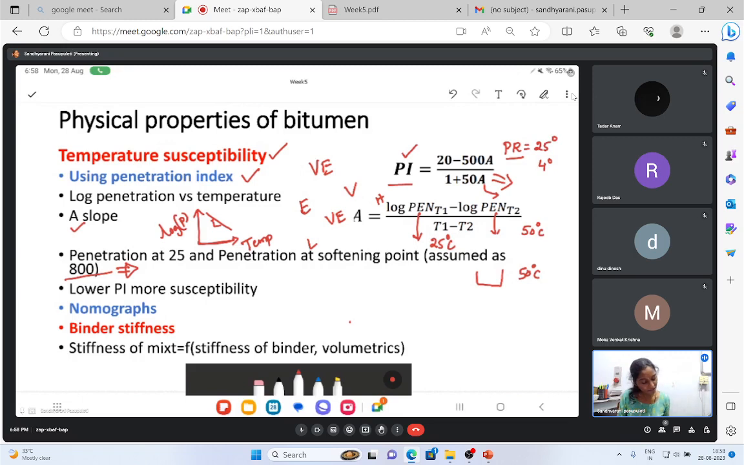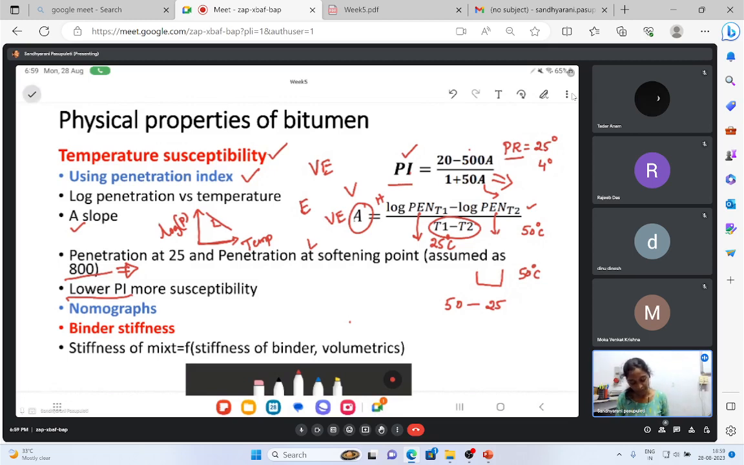Then you calculate the penetration at the corresponding softening point. Then T1 minus T2 is nothing but, let us say, the 50 degrees softening point minus 25 degrees, and the penetration differences. Using that you can calculate the A value, substitute the A value, and you will get the PI. If the penetration index is low, that means the bitumen is more susceptible. When I say more susceptible, it means if I change the temperature, properties are going to vary very significantly.